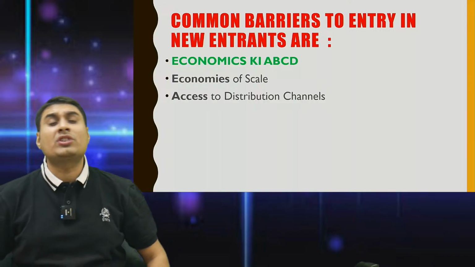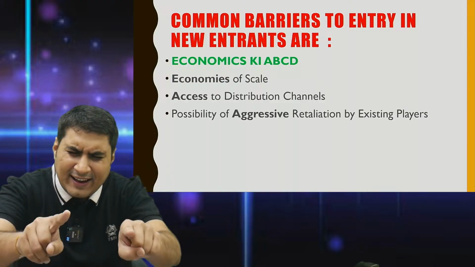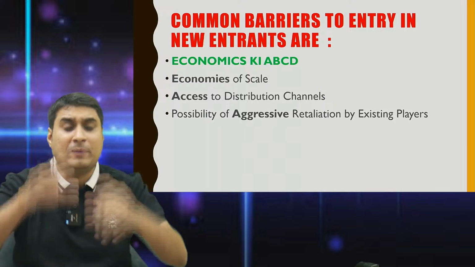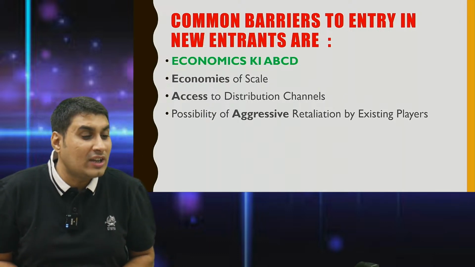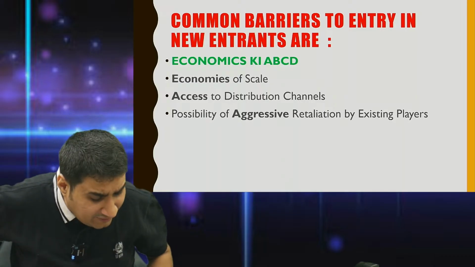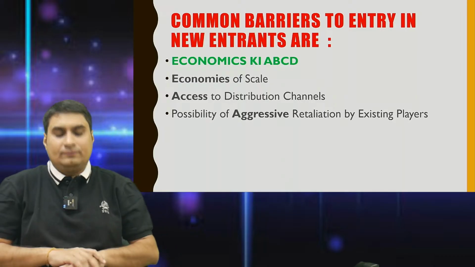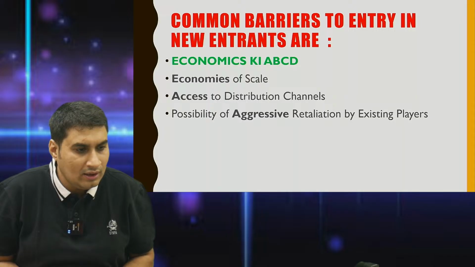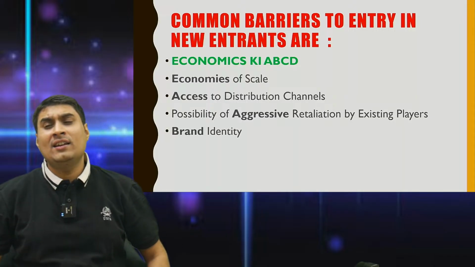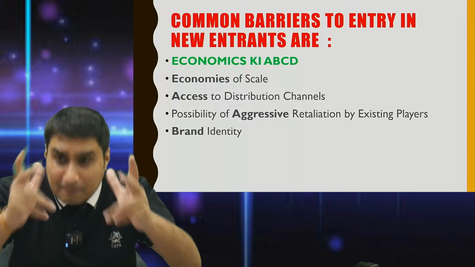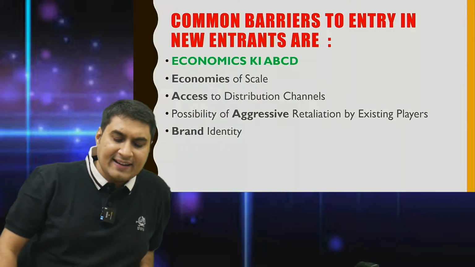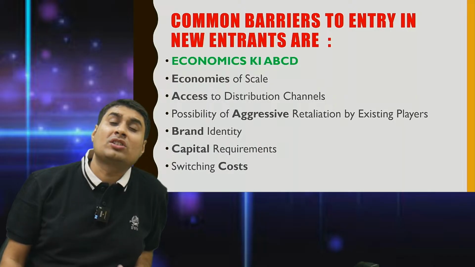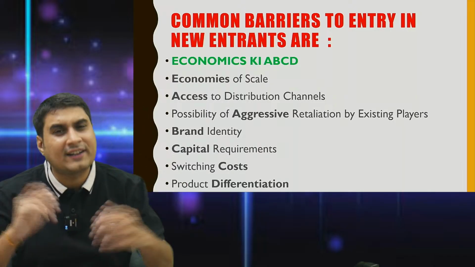Access to distribution channel. Possibility of aggressive retaliation by existing player. Learn till here. Economies of scale. Access to distribution channel. Possibility of aggressive retaliation by existing player. Done till here. B, brand identity. Retaliation means existing players apply pressure, like Geo did pressure on other OTT companies. Brand identity. Capital requirement, switching cost. Product differentiation.